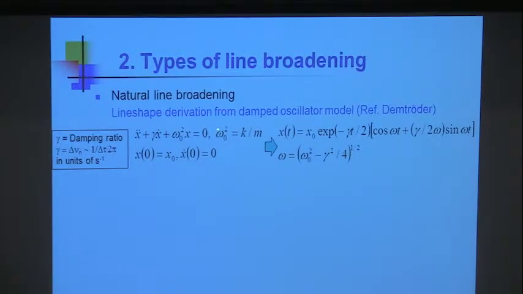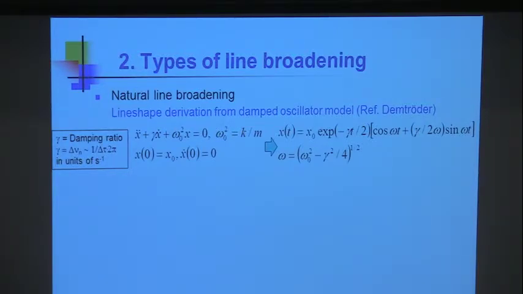Okay, now that's natural line broadening, and you can derive this using a simple argument that's based upon a damped oscillator model. I took this from a book written by Demtroder. We're going to go through it quickly. So basically, this is the equation. X is the positional coordinate of this oscillator. So it's an oscillator that's damped with a parameter gamma at a base frequency omega 0, and that fundamental frequency is related to the so-called spring constant.